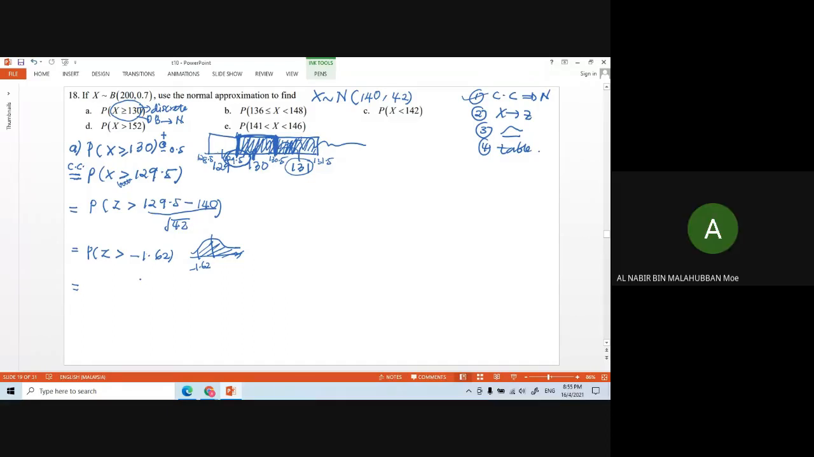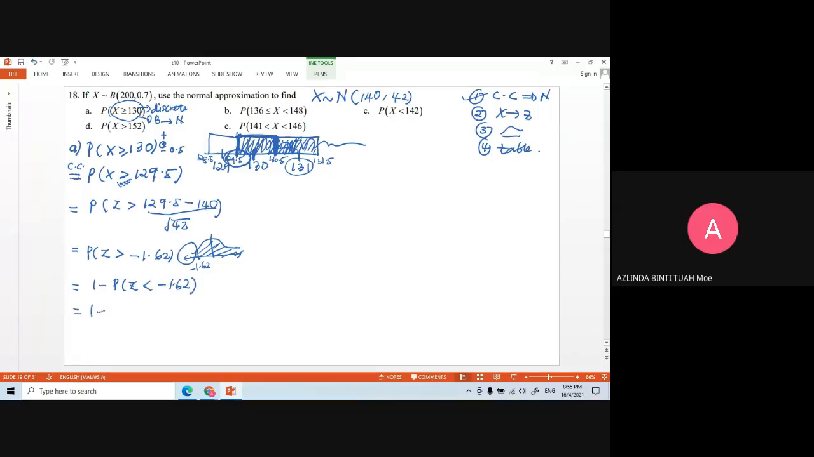Nabil? 1 minus, madam. Okay, 1 minus P Z, unshaded region. P Z more, this side. Going to negative infinity, less than or greater than 1.62. Negative 1.62. Okay, less than.